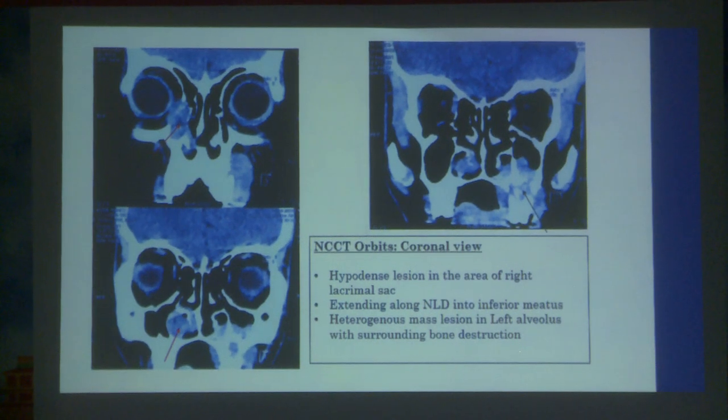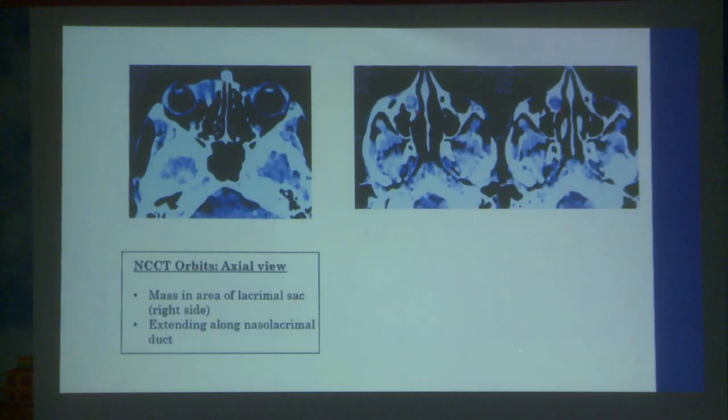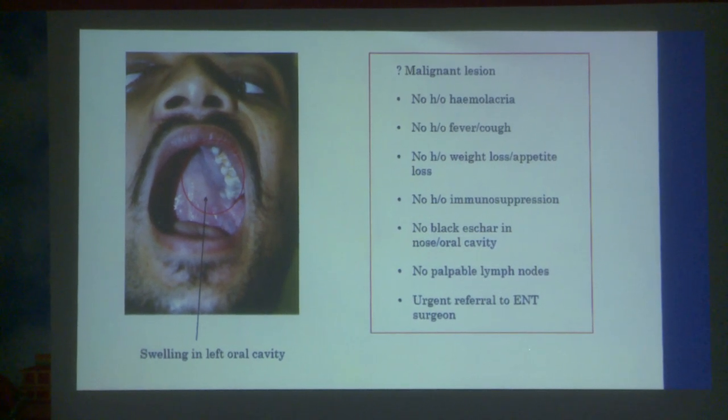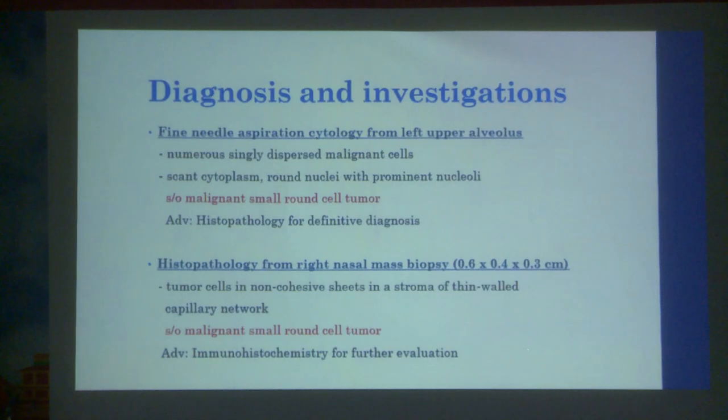NCCT orbit revealed a hypodense lesion in the area of the right lacrimal sac extending to the NLD into the inferior meatus. And also, to our surprise, we found a heterogeneous mass lesion in the left alveolus with surrounding bone destruction. A careful examination of the oral cavity revealed a swelling in the left oral cavity, but the patient had no history of hemolacria, no history of fever or cough or weight loss, loss of appetite, no history of immunosuppression, and no palpable lymph nodes. So is it a malignant lesion? With this, we did a fine needle aspiration cytology from the left upper alveolus, and the histopathology was suggestive of malignant small round cell tumor, and also the histopathology from the right nasal mass was suggestive of malignant small round cell tumor.